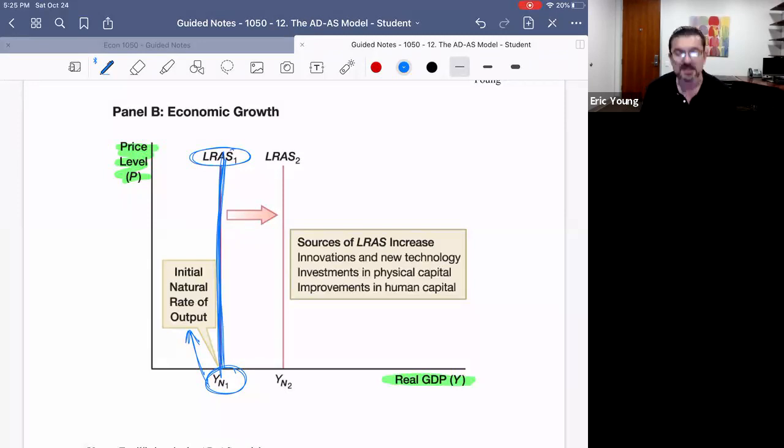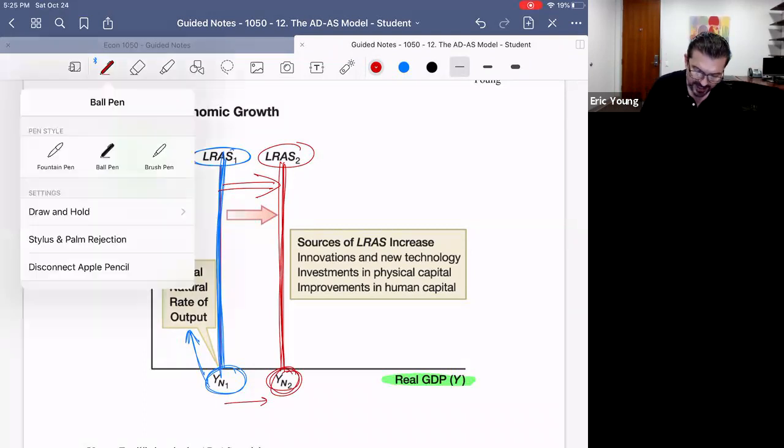Well, what's going to happen is if we get more innovation, better technology, better institutions, improvements in physical or human capital, we're going to get a shift in LRAS. And that's going to take us to a new long run aggregate supply that will be here. And this value here, which he calls YN2, will reflect our new sustainable output level given these improvements in our resources or in our capital or in our institutions or in our technologies, okay? So that's the way that it works out.